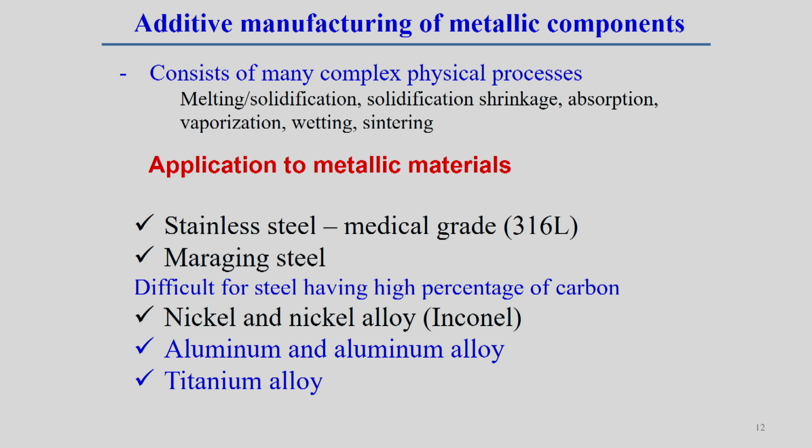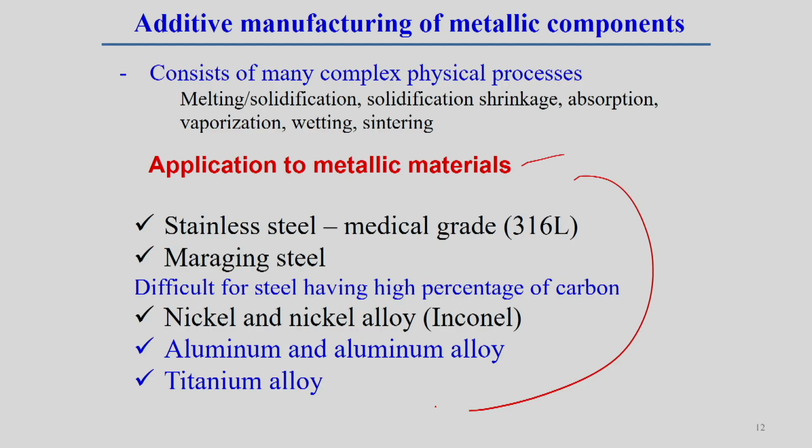So far we have seen the application to metallic materials. In these cases these are the different materials to which we normally apply all these additive manufacturing processes. Stainless steel, mostly medical grade steel, and steels which have low carbon percentage. The presence of carbon creates a metallurgical issue for the development of the additive manufactured component. Therefore, it is very difficult to develop for steel having a very high percentage of carbon. People are trying to develop these things, but of course, getting the feasible range of the parameters is a difficult task in this process.